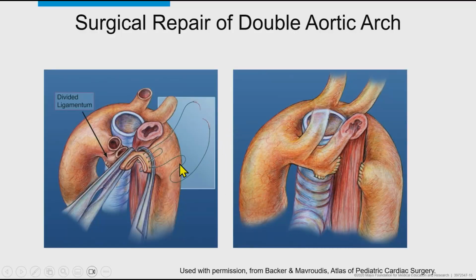So this is showing the surgical repair. The ligamentum is already divided, and now we're putting clamps here, and we're dividing this part of the distal left aortic arch. This is the accessory arch, and the baby has enough flow going the right way, through the right arch, to provide blood to the descending aorta. And so shown here, you can see the aorta provides blood.